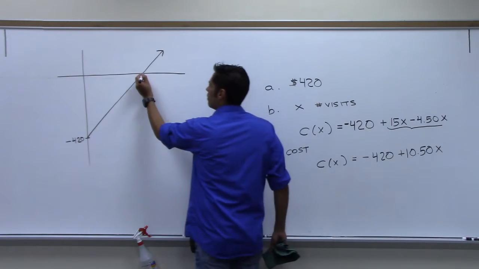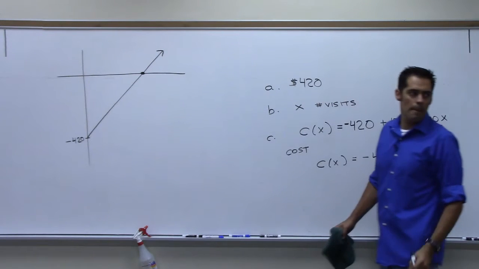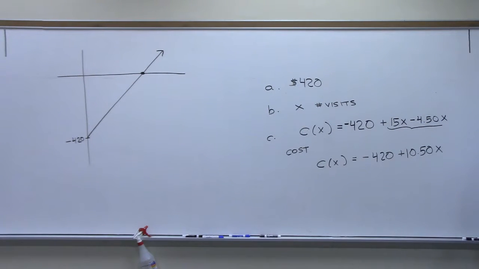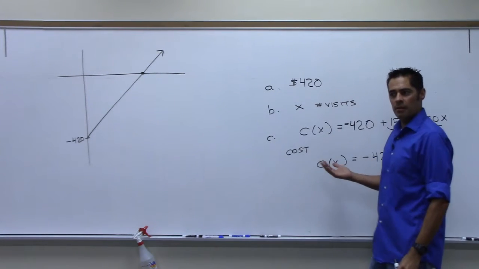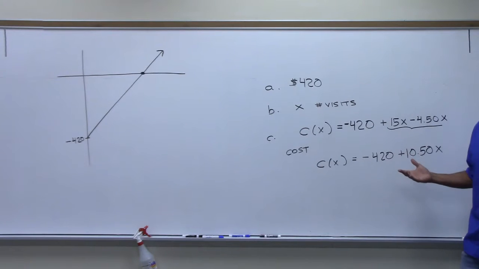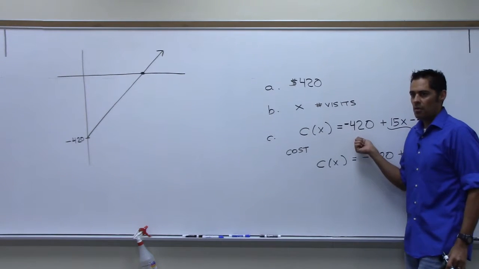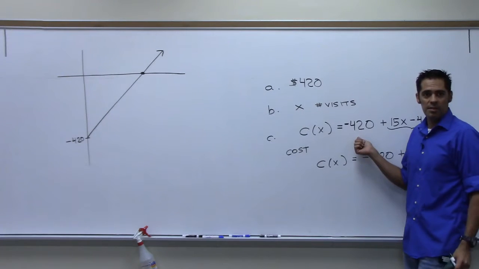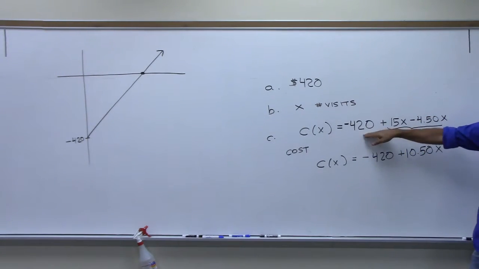What is the importance of this point right there? That's actually called the break-even point. It is the break-even point. So if he's going to run his business, he's going to be out 420 no matter what. So he's got to do some work or else he's out, right? How much work does he have to do just to break even, just to offset the 420?